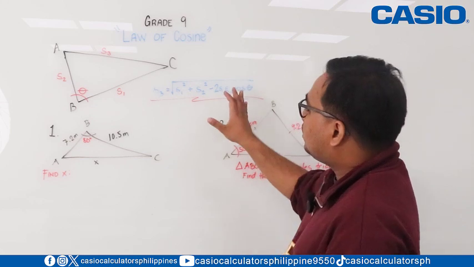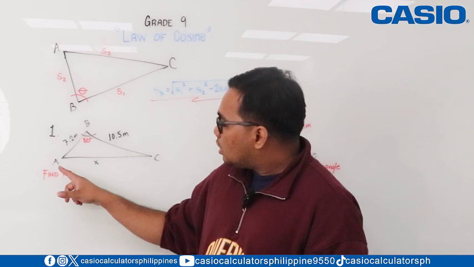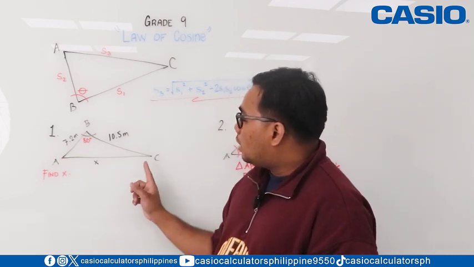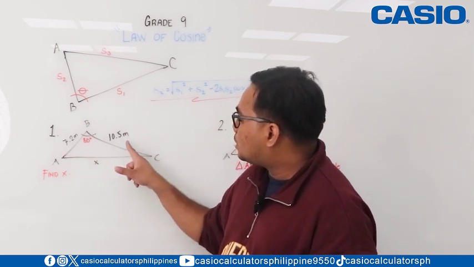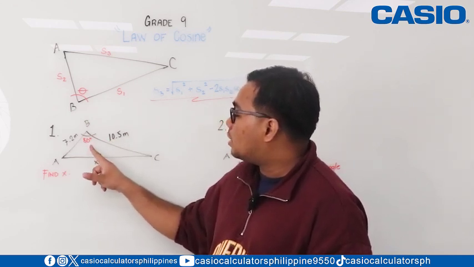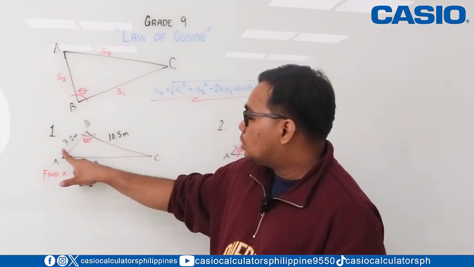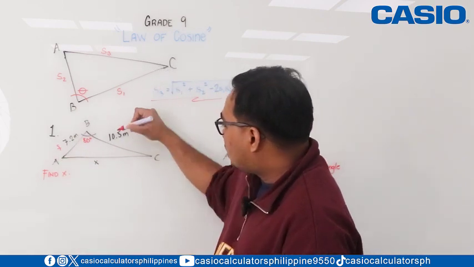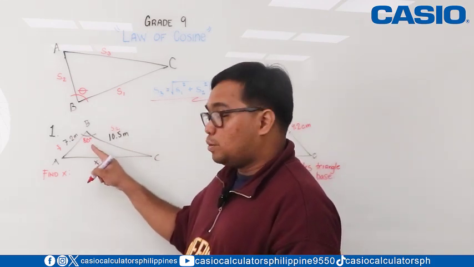Now, let's apply this in a simple problem. We have here an oblique triangle ABC, and one of the angles is 80 degrees. We have two sides at the left and the right of our angle, therefore this 80 degrees is an included angle. Let's name this one side 1, and this other side is side 2. This 80 degrees is our included angle.